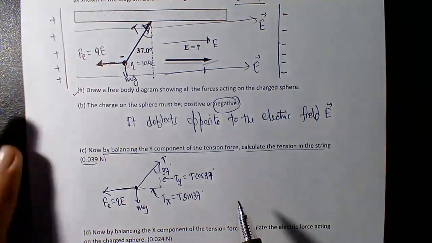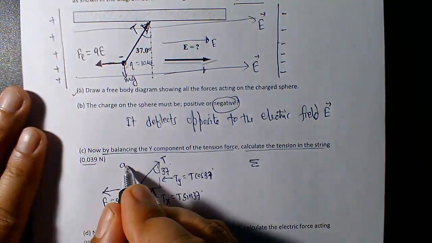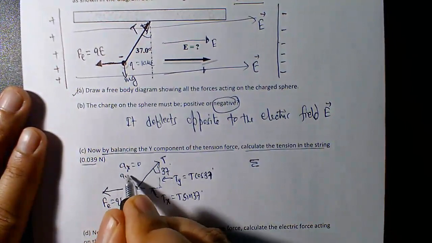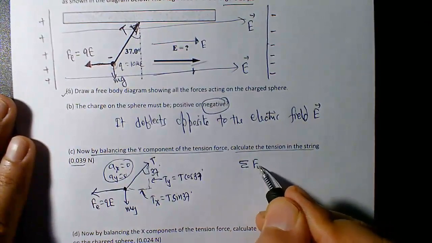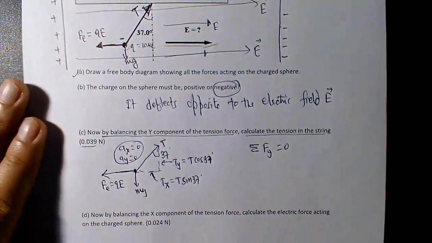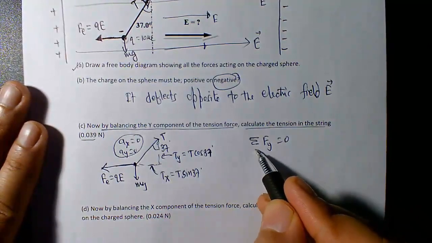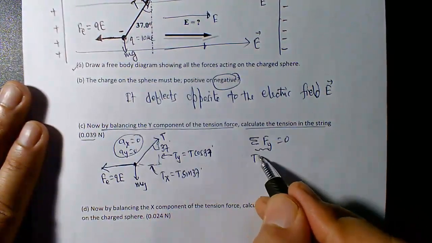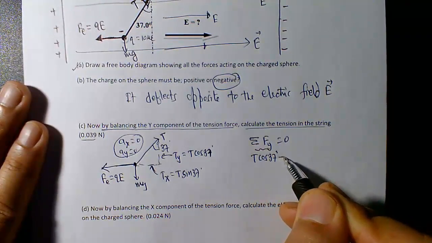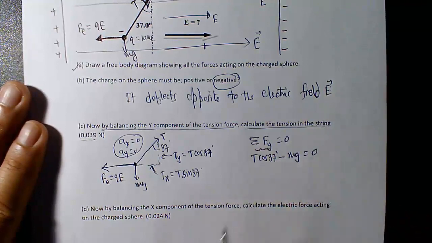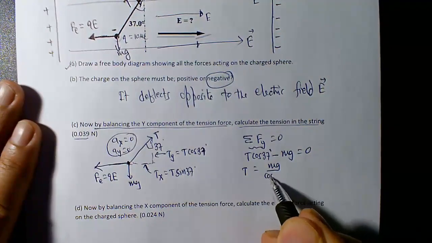Now it says balance the y component, because everything is in static equilibrium. ax is 0, ay is 0. There is no acceleration, so there is no net force, and it must be 0. What is the net force along the y-axis? T cos 37 degrees minus mg is equal to 0. Tension is mg over cos 37 degrees.